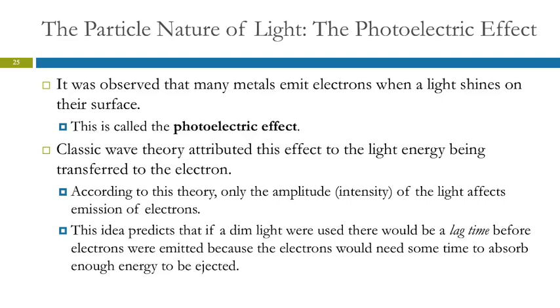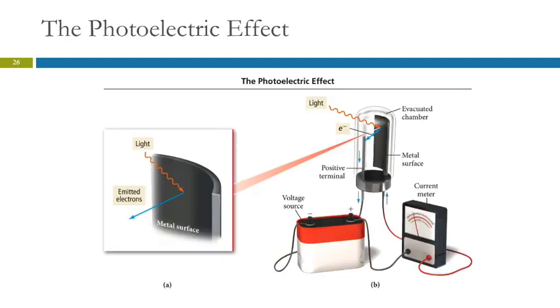So the idea is that if a dim light was used, there'd be a lag time. So you shine the dim light on the metal, and you'd have to wait a while for the electrons to absorb enough energy from the light. Whereas if you used a bright light, you'd get electrons coming off immediately. Does that make sense? At least to one person, so that's good.